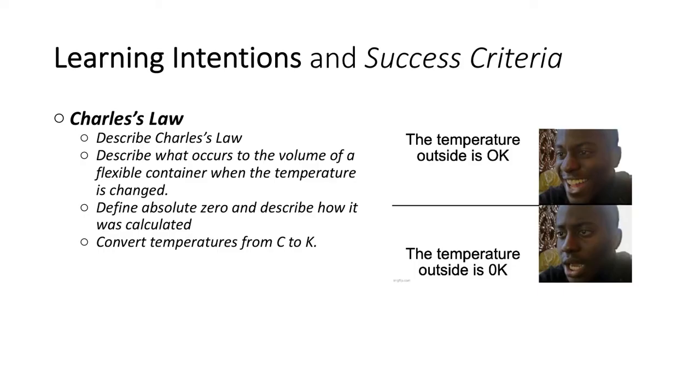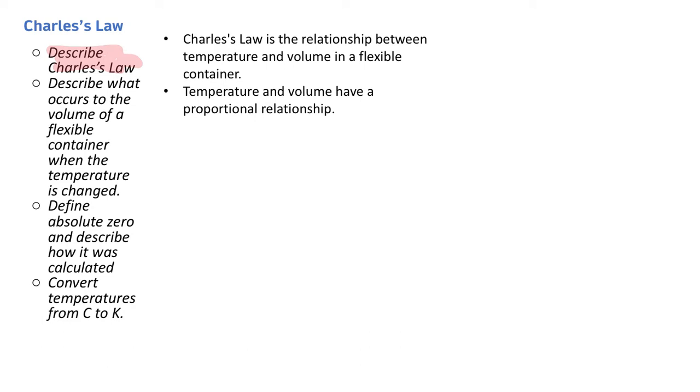Alright, so we're going to describe it, work out what happens when you change the temperature to the volume, and then we'll talk about this absolute zero. So what is Charles's law? It's the relationship between temperature and volume in a flexible container, and they have a proportional relationship. Okay, so let's talk about what happens.